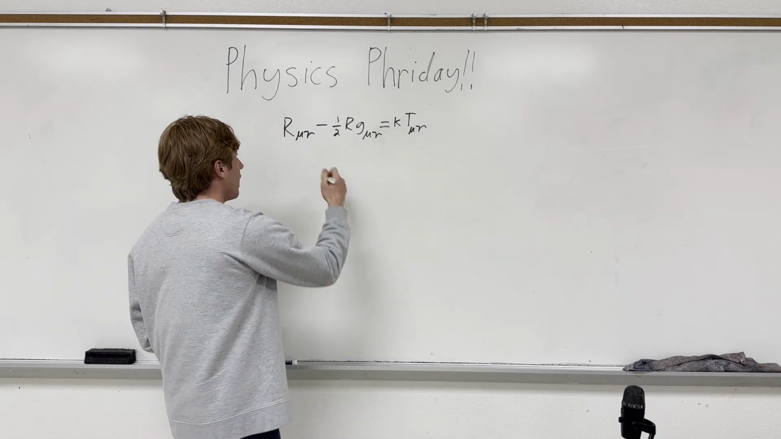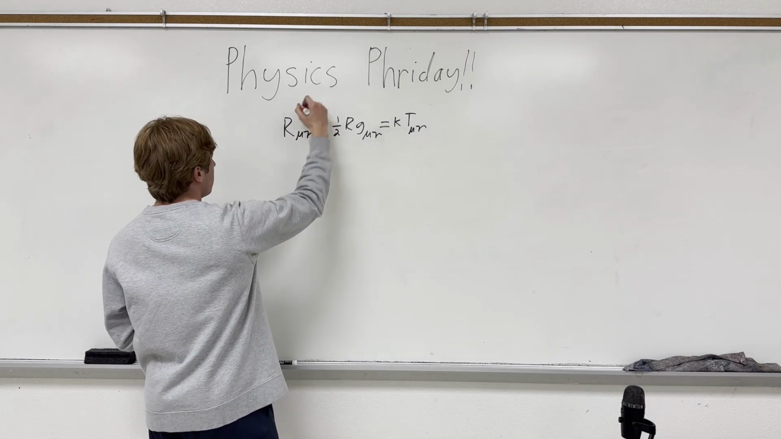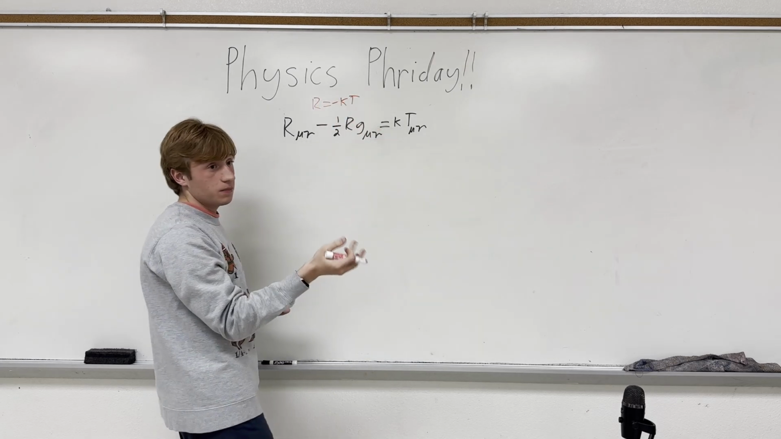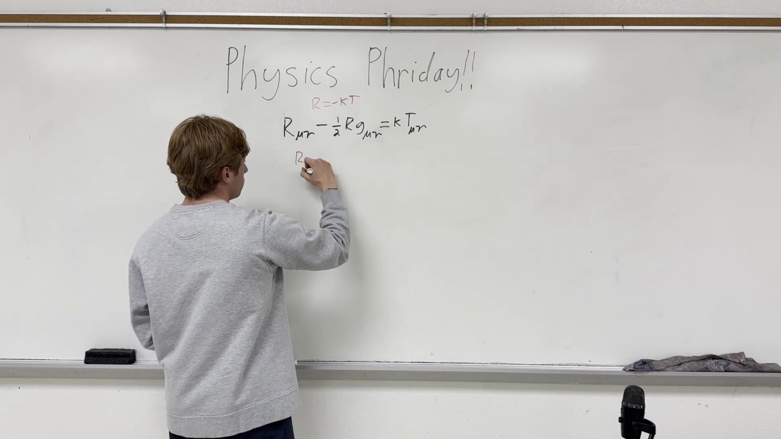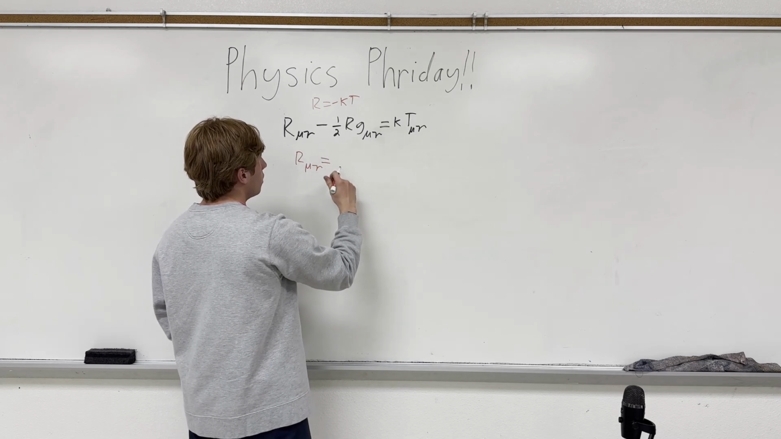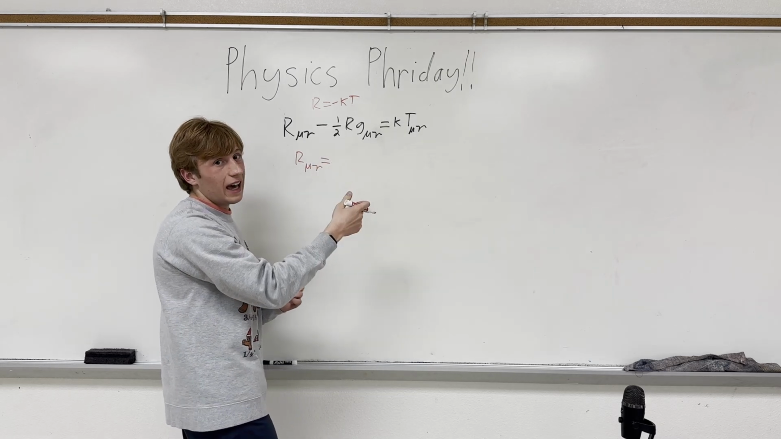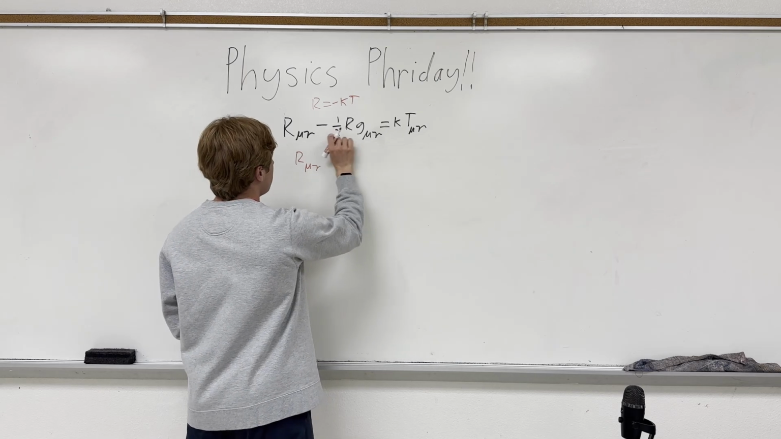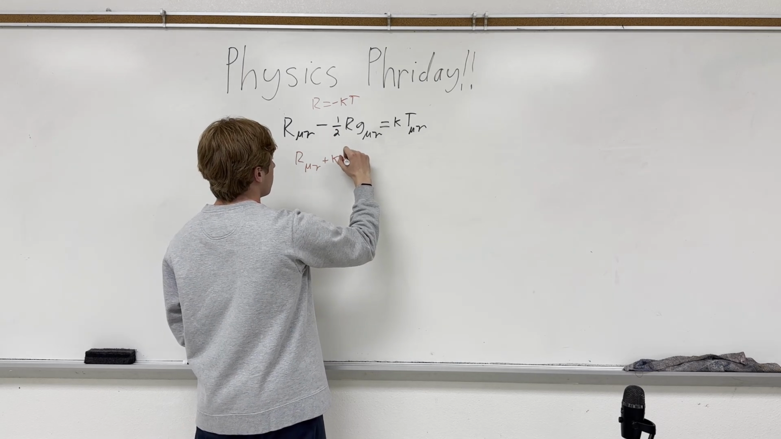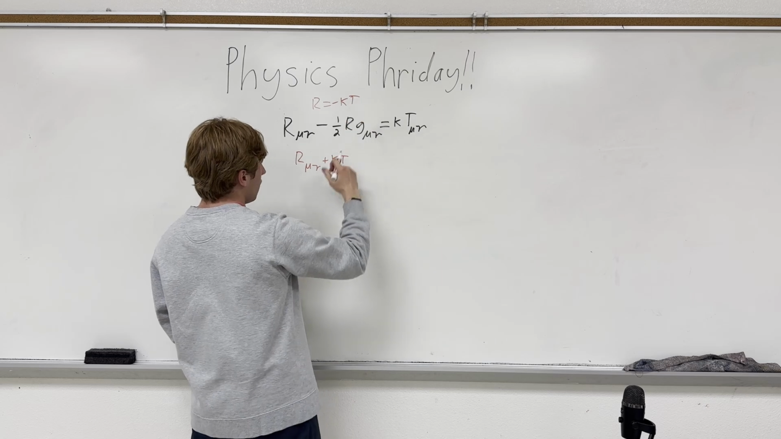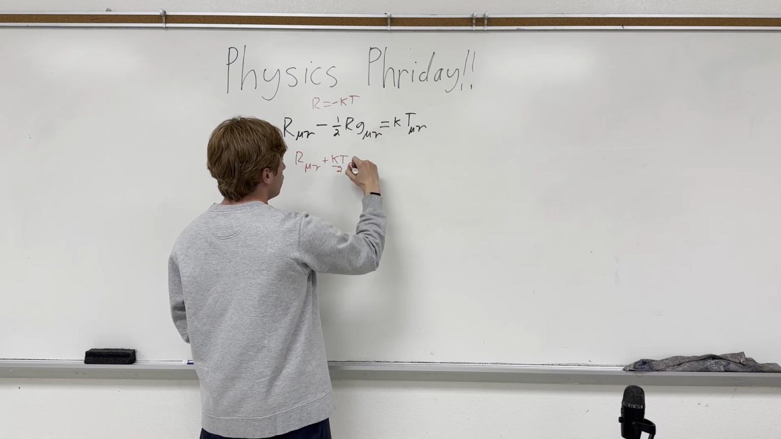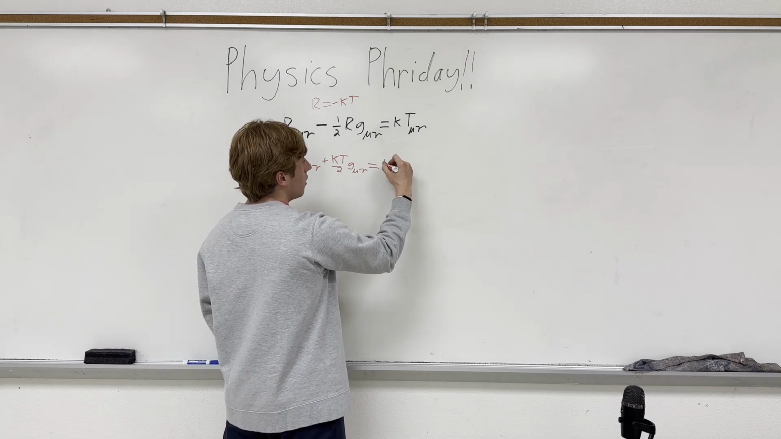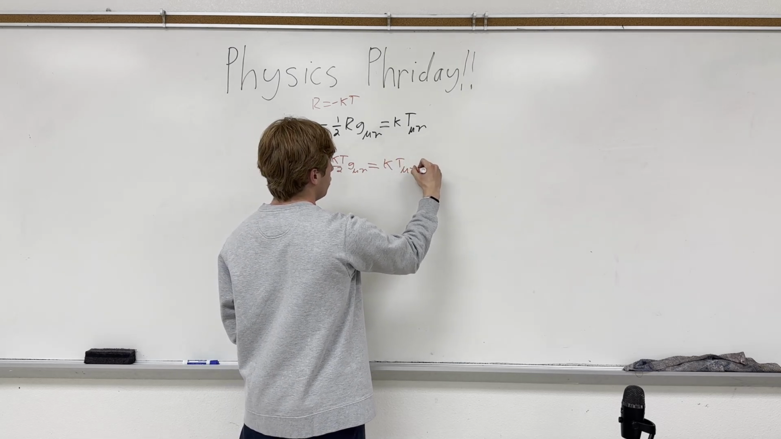Doing this, we know that R is equal to minus kappa T. So we have R mu nu is equal to 1/2 R g mu nu, so we just plug this in, right? So now we have plus kappa T over 2, g mu nu. And then this is equal to just kappa T mu nu.